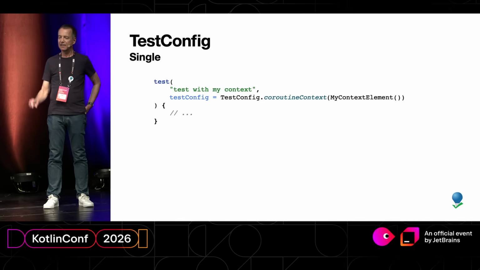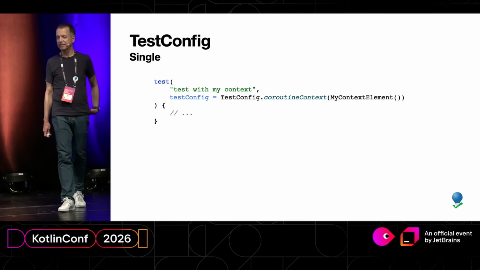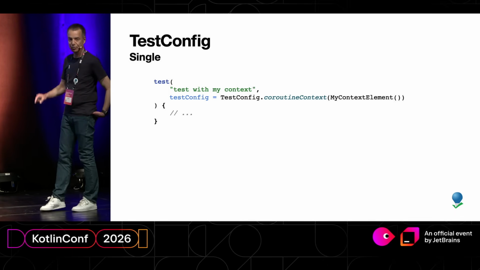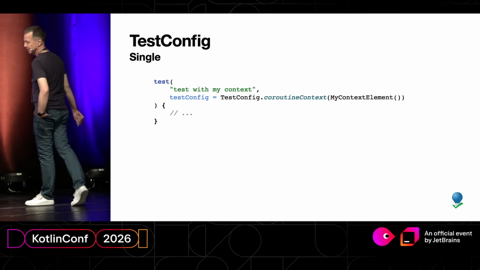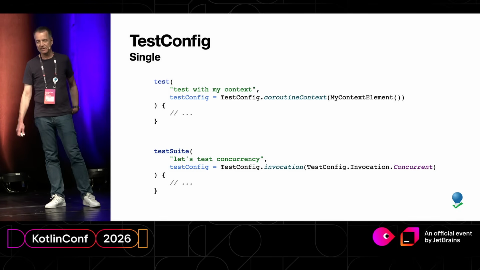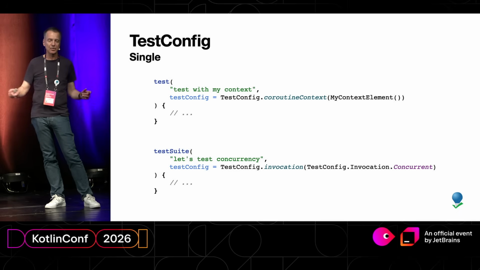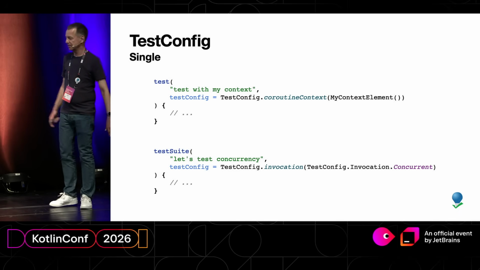Every element has a test config parameter. In this case, it's test, where we say, OK, let's insert that coroutine context element into that test. And there we have it. We could do the same with a test suite, same test config parameter. Let's say, OK, we want to invoke our tests not sequentially, which would be the default, but run them all concurrently so that it's faster.